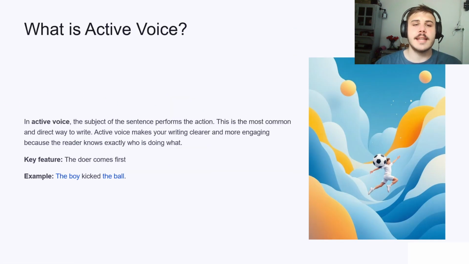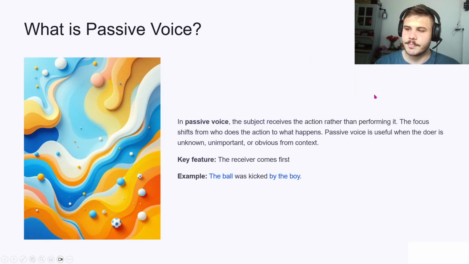So, what is active voice? In active voice, the subject of the sentence performs the action. This is the most common way we speak and write because it is clear and direct. For example, the boy kicked the ball. Here, the boy is doing the action, so the doer comes first.